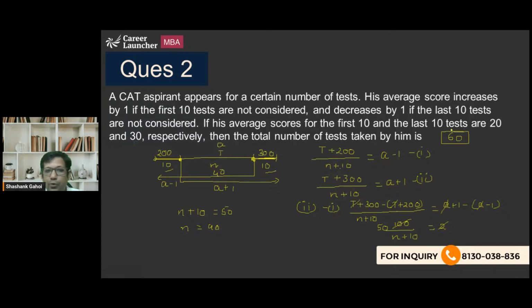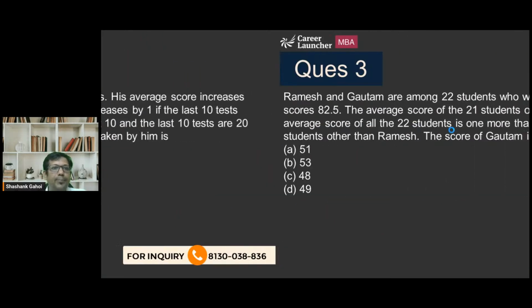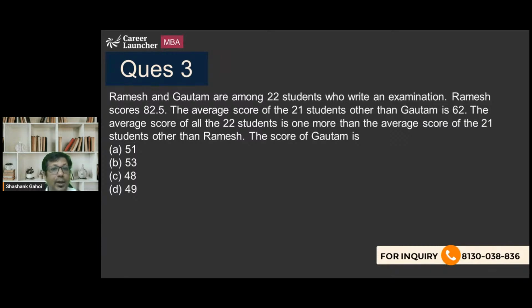Okay. Now let's move on to the next one. Okay. Now it says that Ramesh and Gautam are among 22 students who write an exam. Okay. So there are 22 students. So what I'm going to take? I am going to say there are 20 students, then there is a guy called Ramesh, then there is a guy called Gautam. So how many people? We have 22 people. The score of Ramesh is 82.5. Okay. And the question is talking about the score of Gautam. So let's say the total score of Gautam is G, and the total score of these 20 people is T.